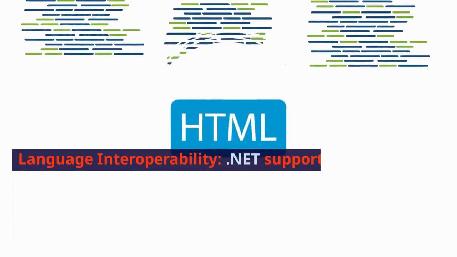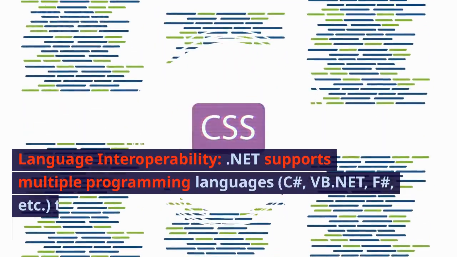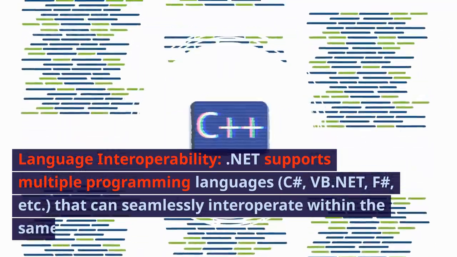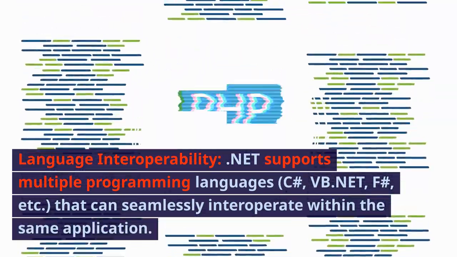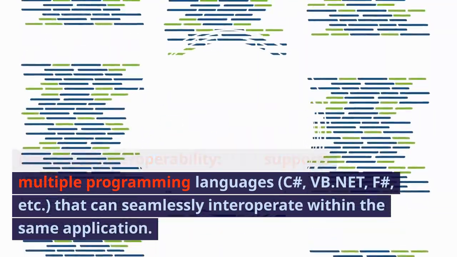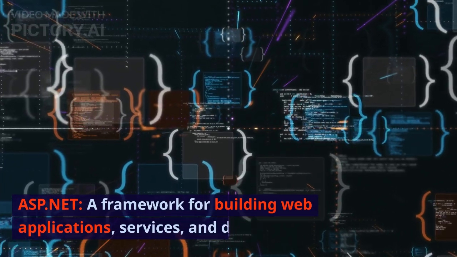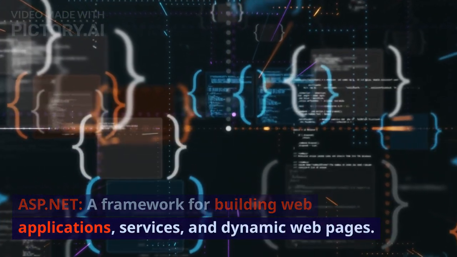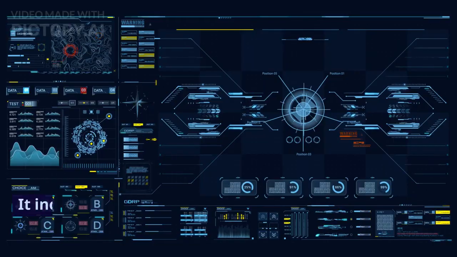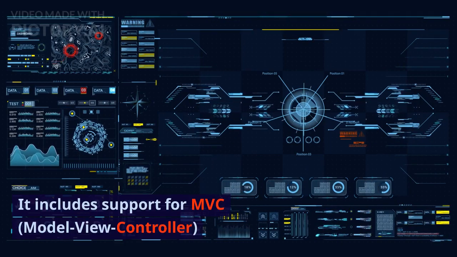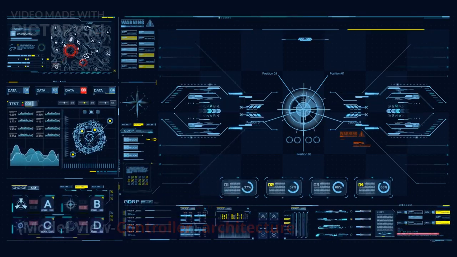Language interoperability. .NET supports multiple programming languages, C#, VB.NET, F#, etc., that can seamlessly interoperate within the same application. ASP.NET, a framework for building web applications, services, and dynamic web pages. It includes support for MVC, Model View Controller, architecture.